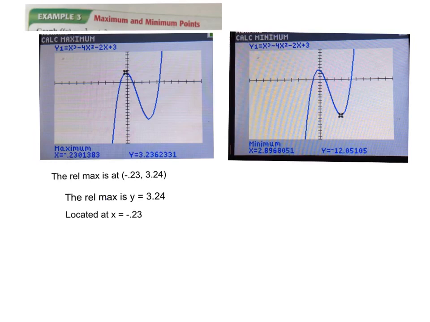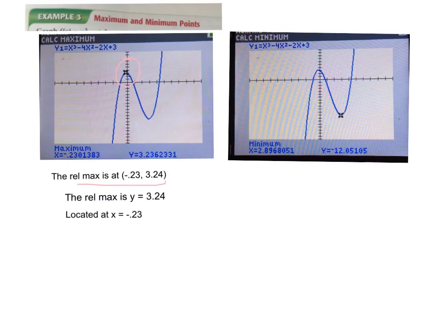I would prefer that you calculate the max and the min, or the relative max and the relative min, by using your calculator. Here are my two calculator screens from the equation in example 3. And you can see that I calculated the relative maximum here. And we would say the relative maximum is at the point negative 0.23, 3.24.